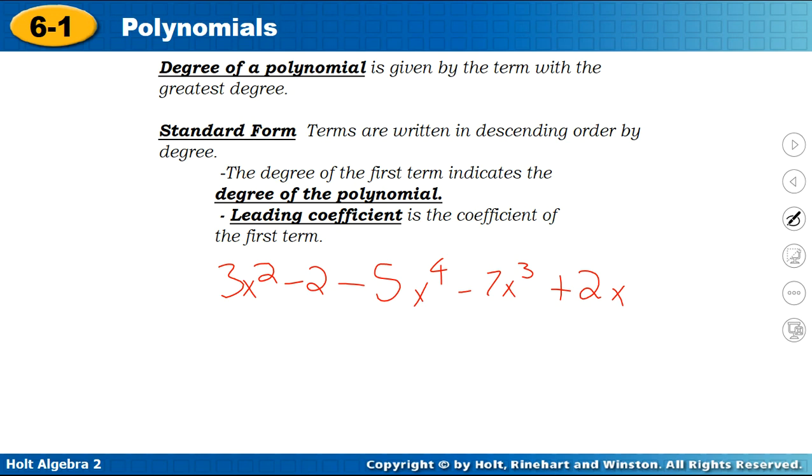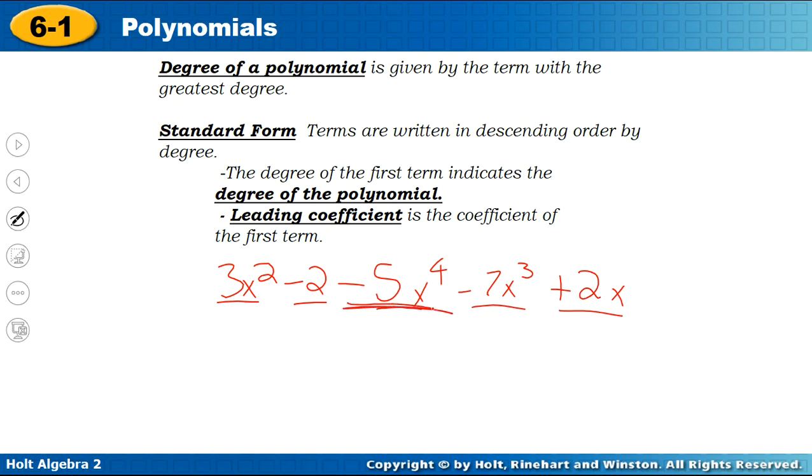But if I want to put it in standard form, I want to go from the biggest degree to the smallest. So let's look at all 5 terms here and which one has the biggest degree. The 5x to the fourth, but keep in mind it's a negative 5x to the fourth. Since it is a minus 5, that minus goes with that 5. We're going to need to keep that in mind. So it's a negative 5x to the fourth.